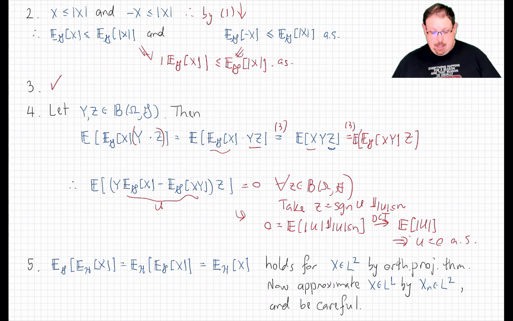Those are the main properties of conditional expectation, and the main ways we'll compute conditional expectations going forward. Next time, we will explore how conditional expectation interfaces with independence.